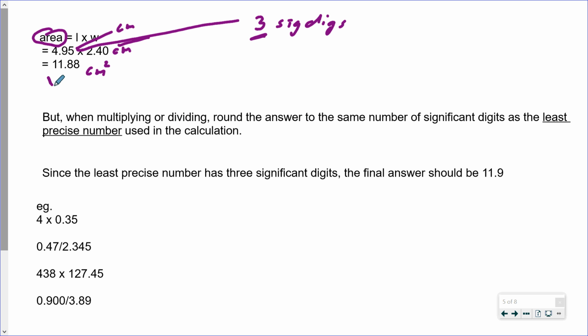But wait a minute, our final answer has 4. You can't give a number this precise based on our original number. So what that means is we need to convert this into an answer that has only 3 significant digits. So we're going to drop this final 8, but because it's 5 or greater, we're going to bump up the previous 8. So this then becomes 11.9 centimeters squared, rounded to the correct number of significant digits, which is the 3 significant digits.